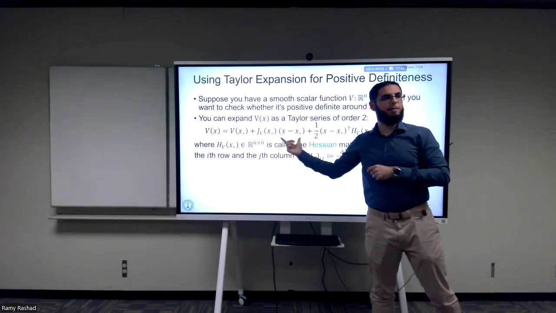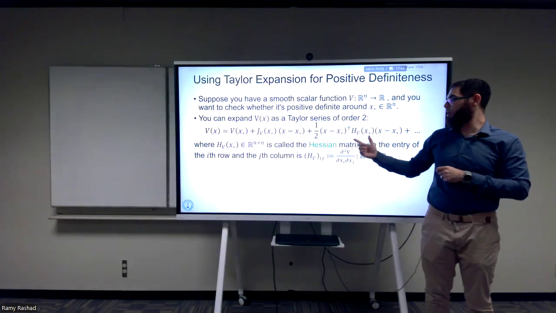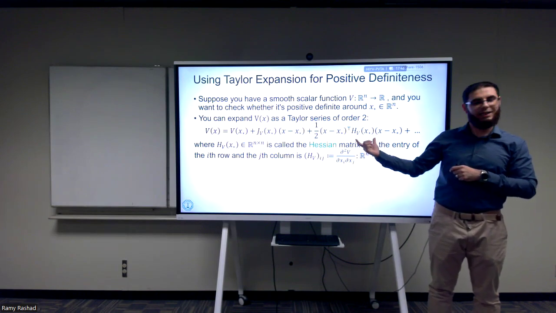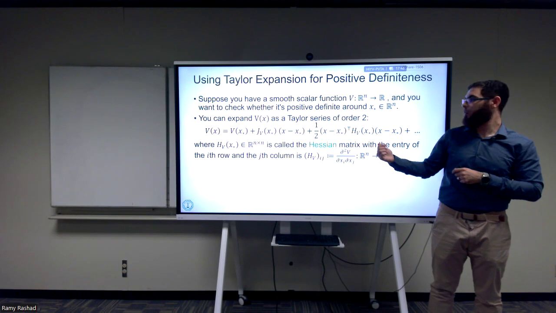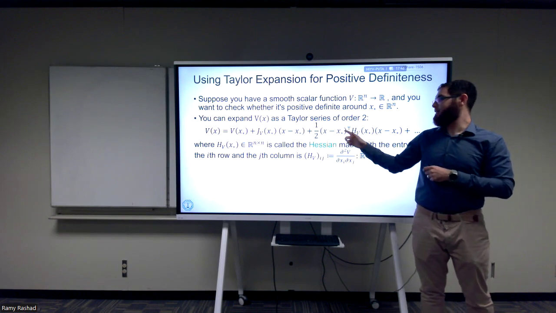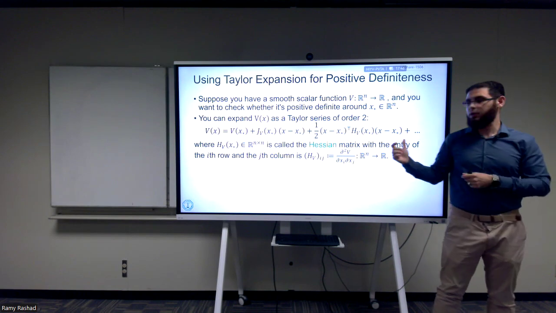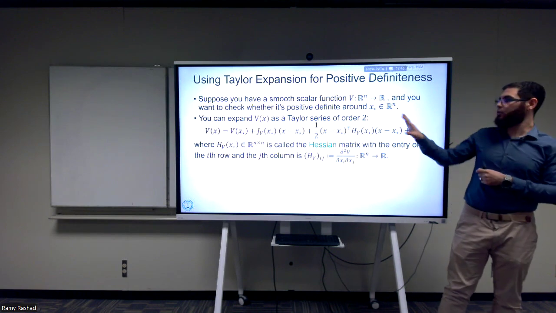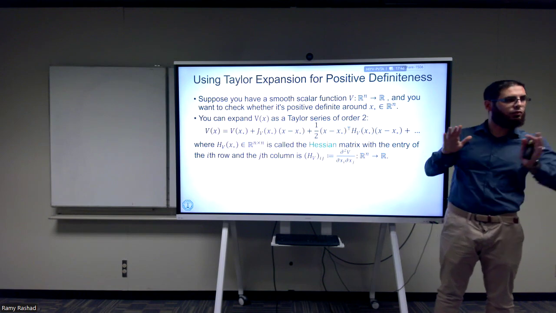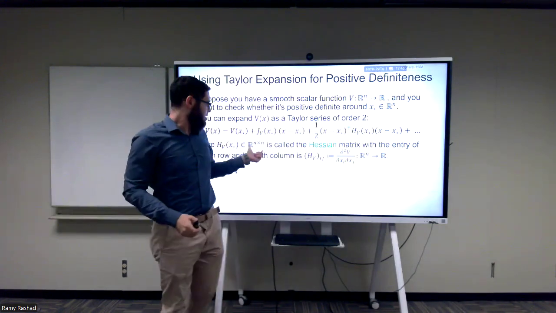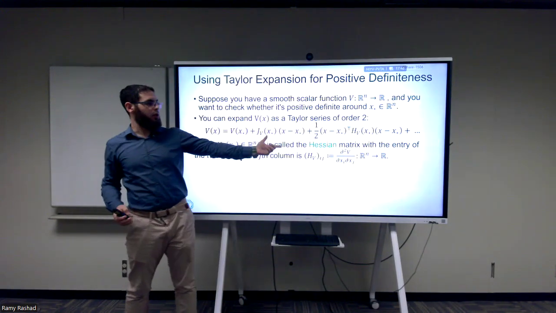So this is the Jacobian multiplied by x minus x star, and then you have another n by n matrix, which is called the Hessian of the function V. And you multiply by x minus x star transpose and x minus x star on both sides, so as to have a quadratic function. Also you have higher order terms, but we're only looking at the Taylor series of order 2, and all of the higher order terms are neglected. This HV is an n by n matrix called the Hessian.